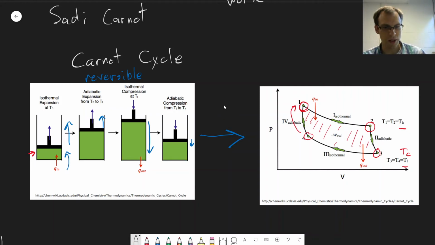And so then the question is, what does this look like in terms of how much work can we get out? What's the efficiency of our engine? We'll look at that in the next video.